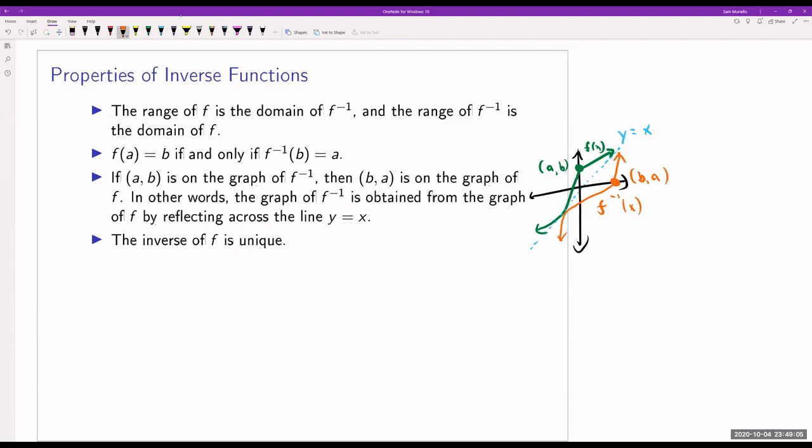Finally, inverses are unique. Every function only has one inverse. This makes a lot of sense if you think about the way the graphs work. There's only one way you can reflect across this line. And there's only one way that you can undo something. You can't undo it in two different ways. You would have to either get the same thing, which means there's only one way to do it, or you would get two different things, which means you're not really undoing in the first place. The inverse is unique. There's only one inverse.